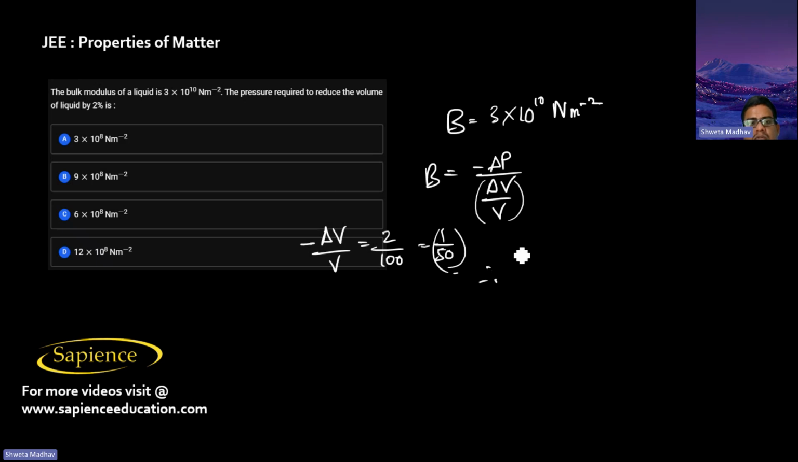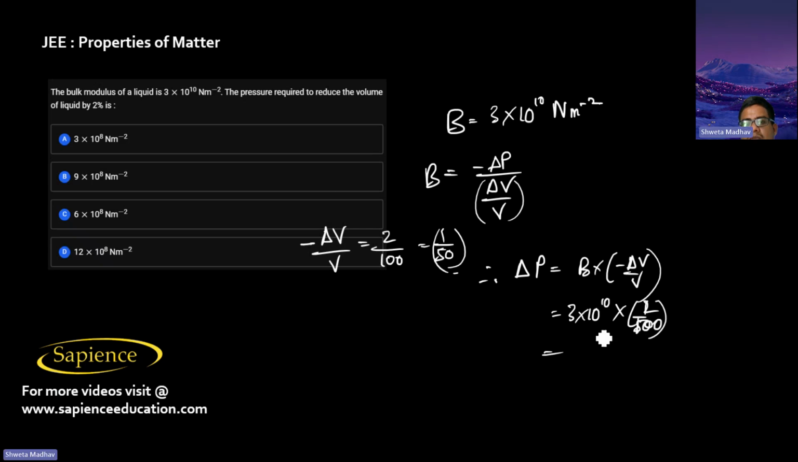So therefore, I have to find how much pressure is required, delta P. So that is bulk modulus into minus delta V by V, which is 3 into 10 power 10 into 1 by 50, or I can say 2 by 100. So this will be 6 into 10 power 10 minus 2, which is 6 into 10 power 8 Pascal, or Newton per meter square. So option C is the correct answer.